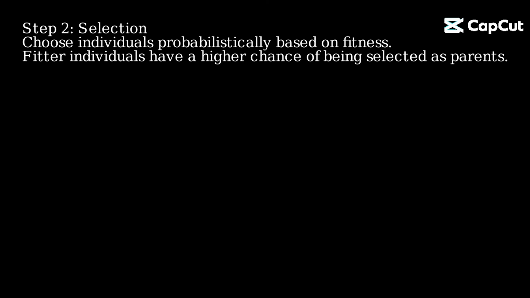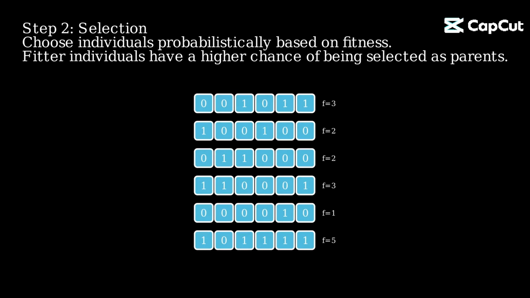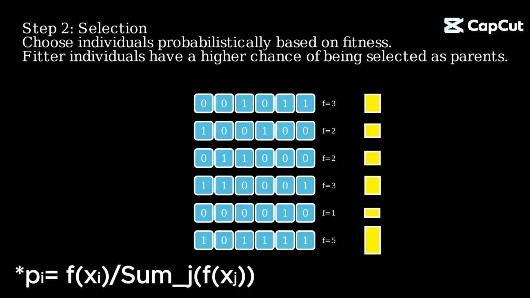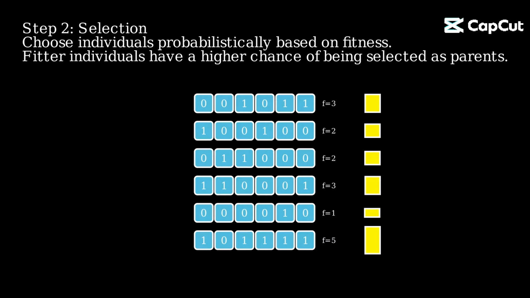This brings us to step 2, selection. We choose individuals probabilistically based on fitness because fitter individuals have higher chance of being selected as parents. Watch the yellow probability bars next to each string. They're taller for fitter individuals. That's the selection formula in action. We're running a genetic lottery where fitness buys you more tickets.